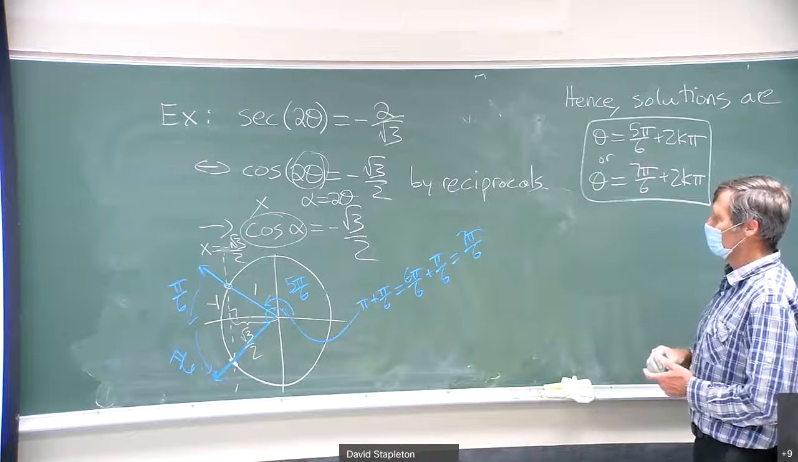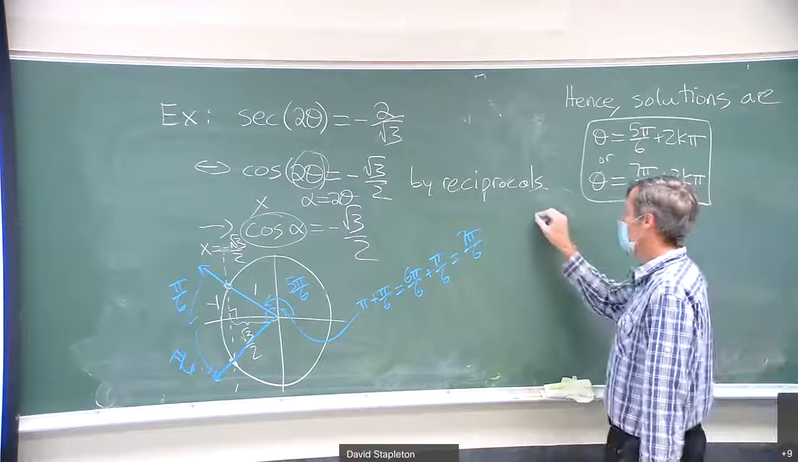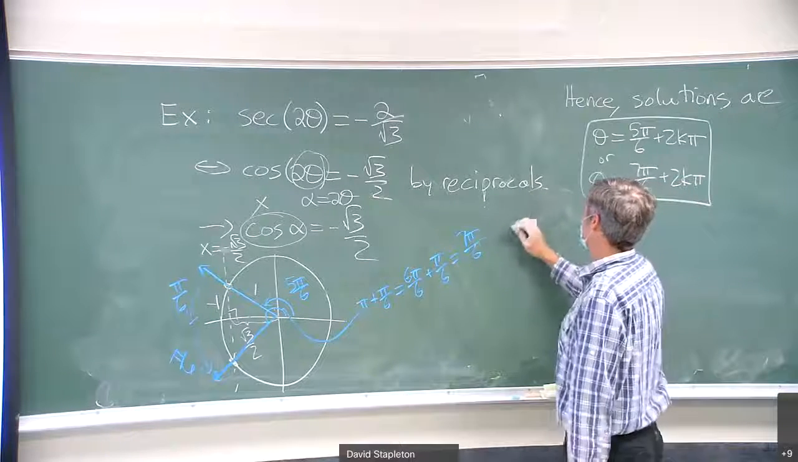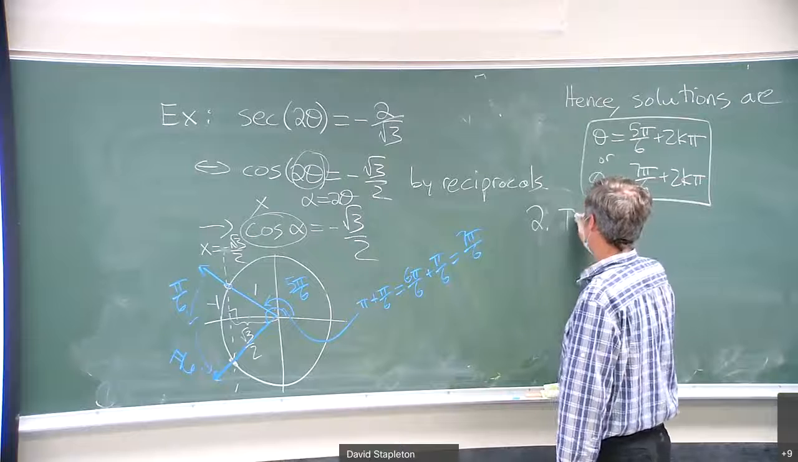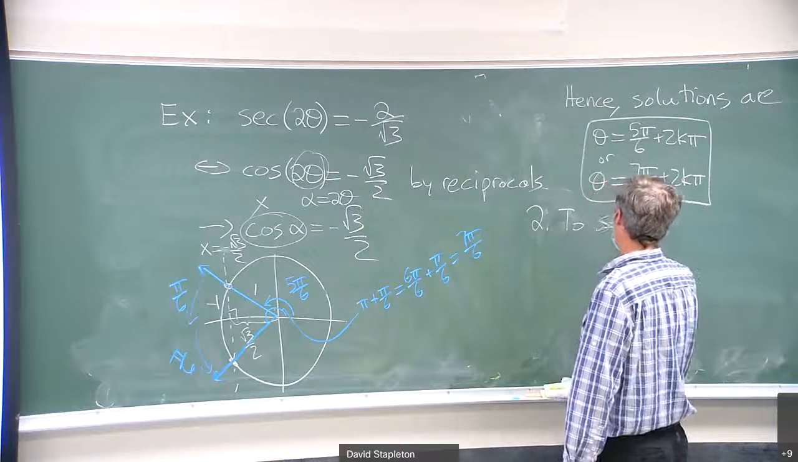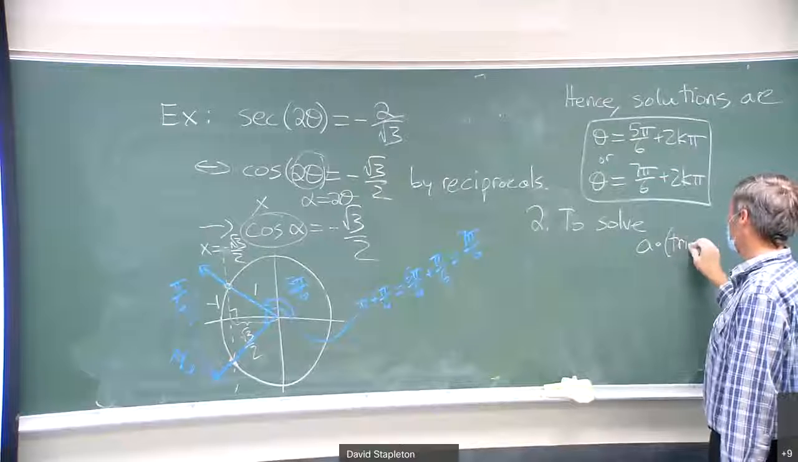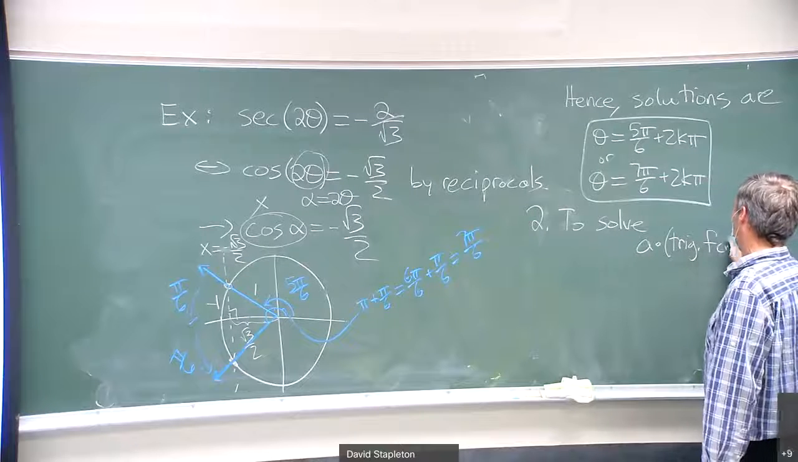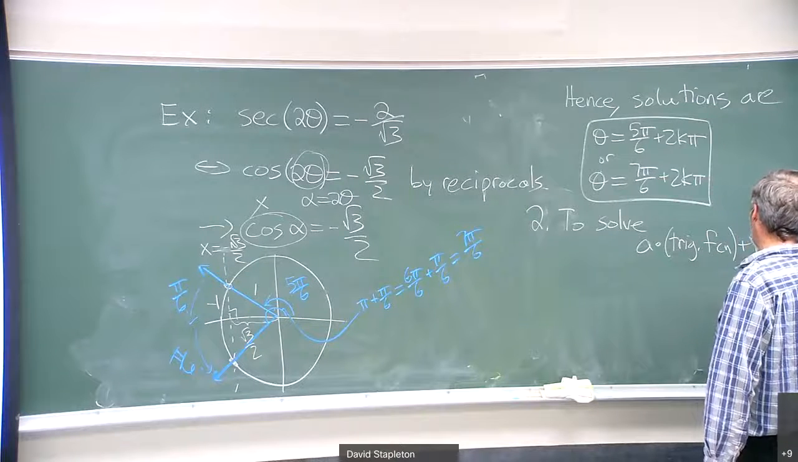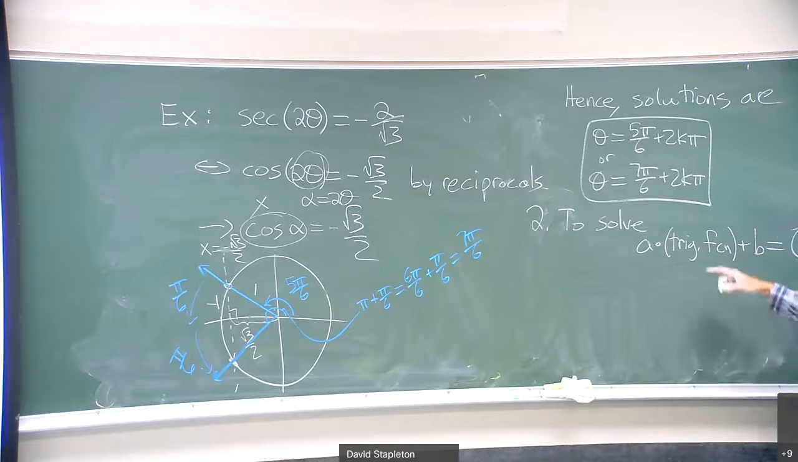Well, I'm just about out of time, but maybe I'll just mention this one. Step 2 is this. Suppose I wanted to solve a number a times a trig function plus a number b equals 0. How would I solve that one? This actually comes up a lot in mathematical modeling and lots of equations. You never get trig function equal to a number, you get it in this form. What do you do with that?